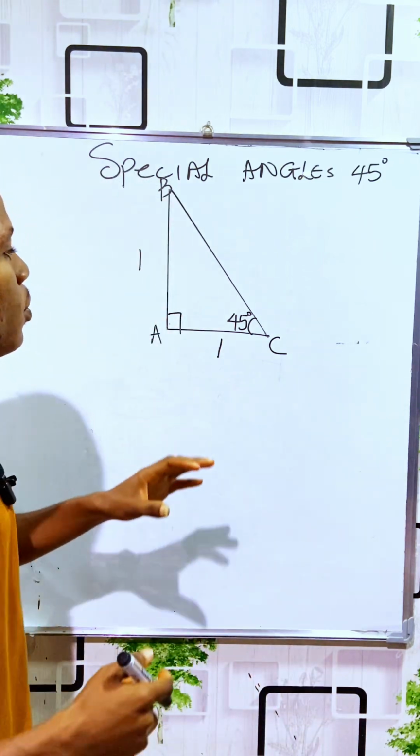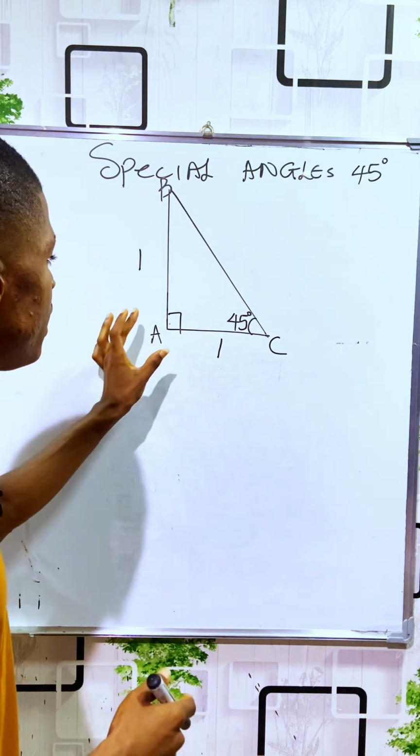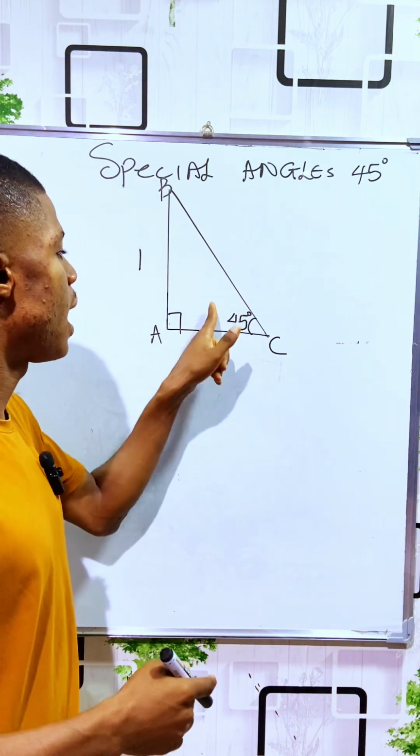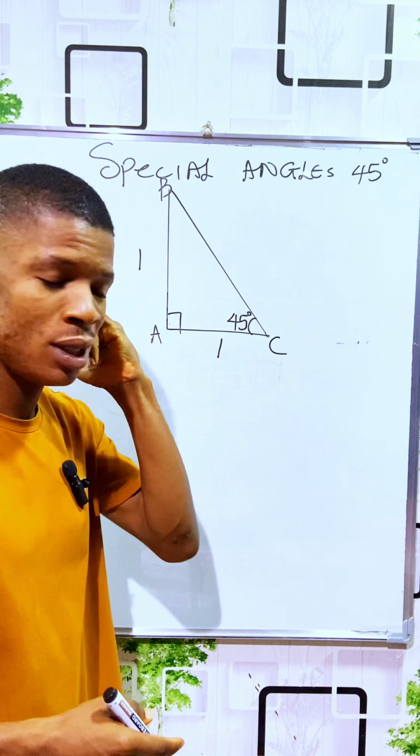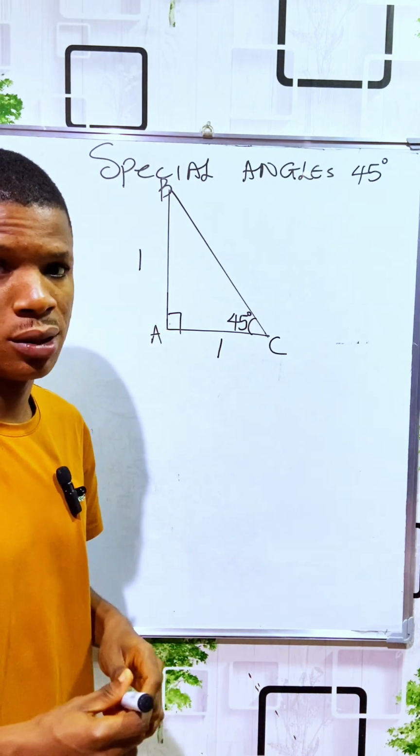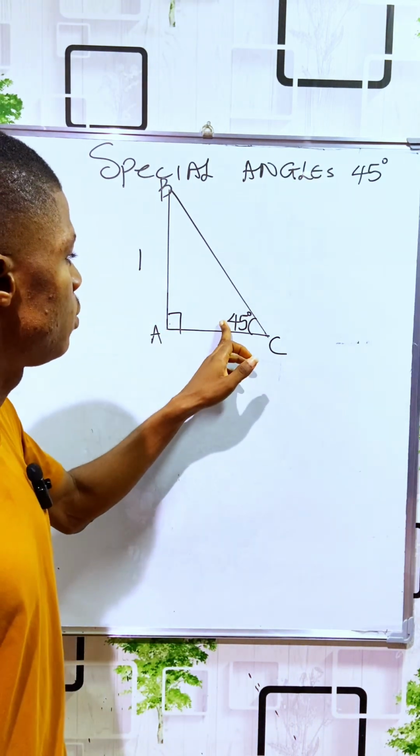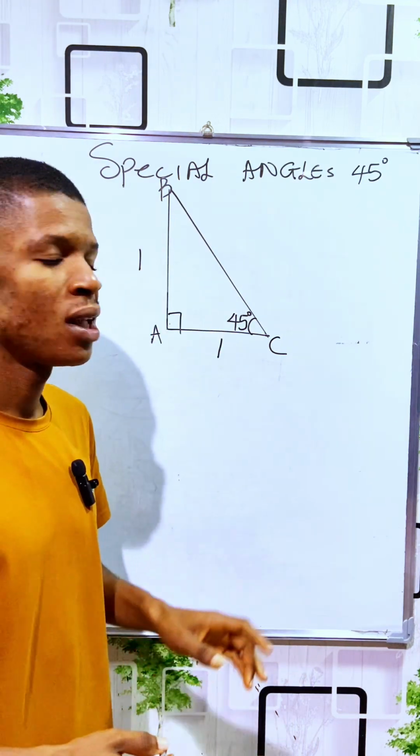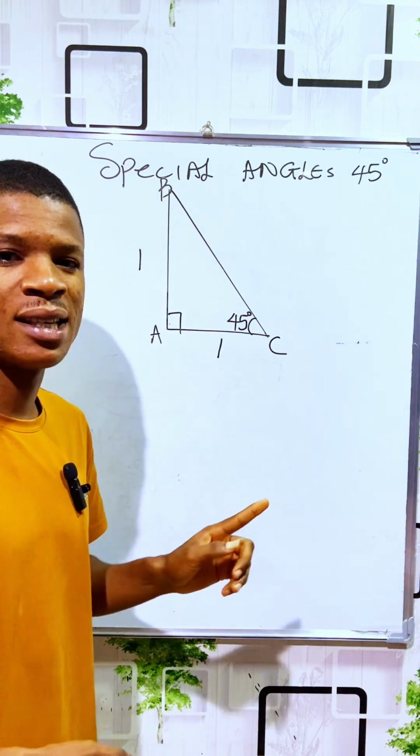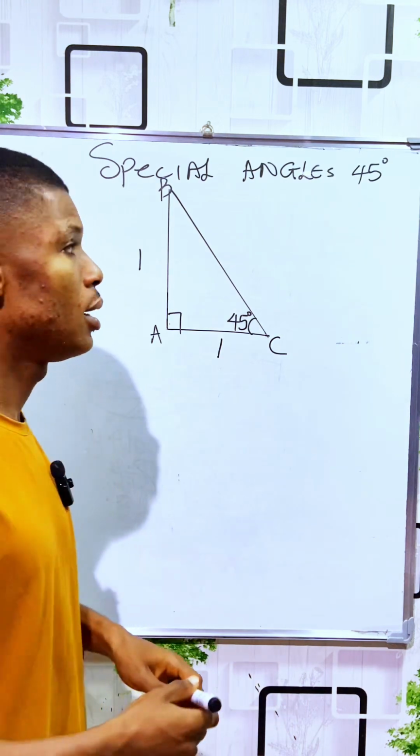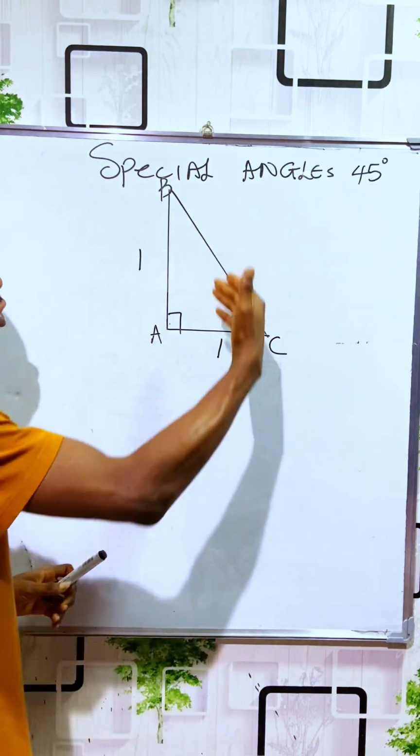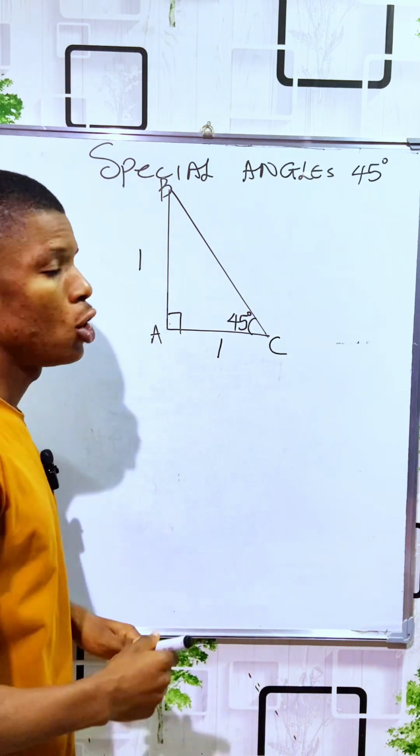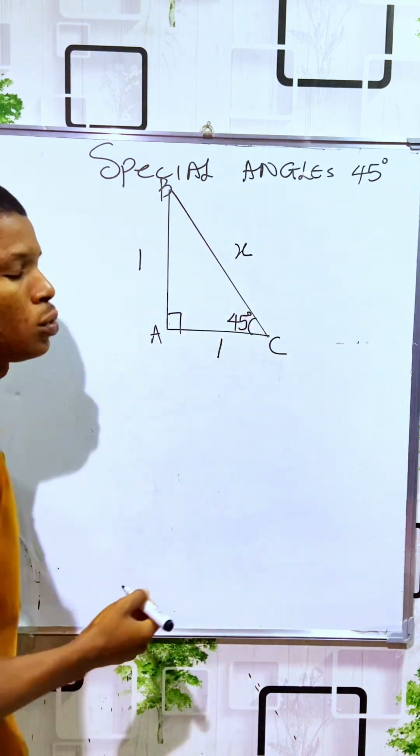So if you look at this board, for us to get it, we'll consider a right angle triangle that has each of the angles to be 45 degrees. Here is 45 degrees. Here should also be 45 degrees, but I'm considering here. And all the two remaining adjacent sides to be one unit each. But for us to find it, we also need the hypotenuse. So let's label the hypotenuse to be x.